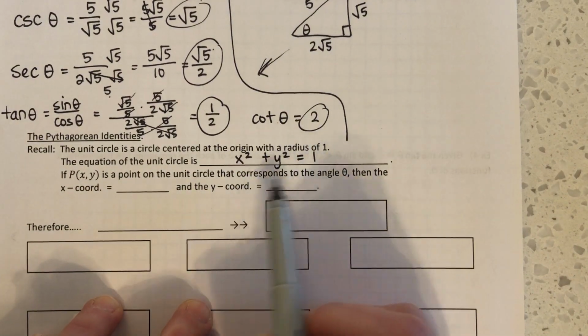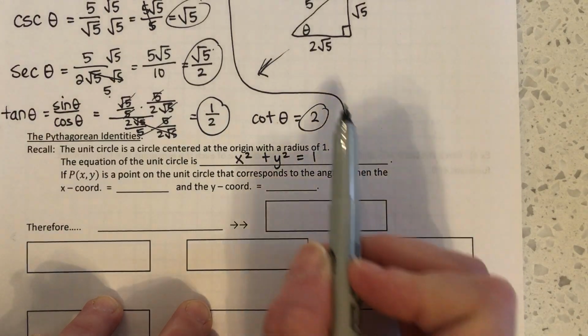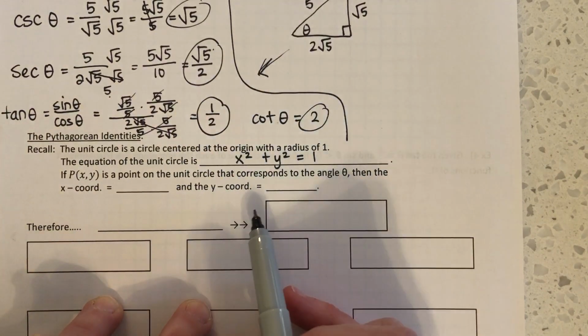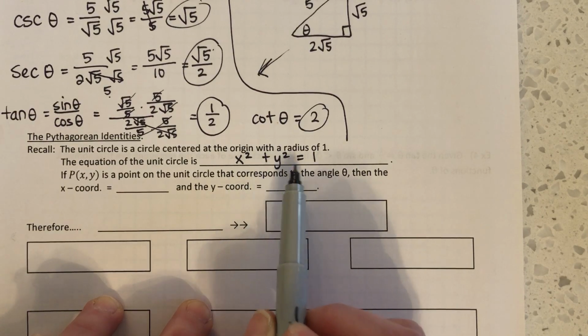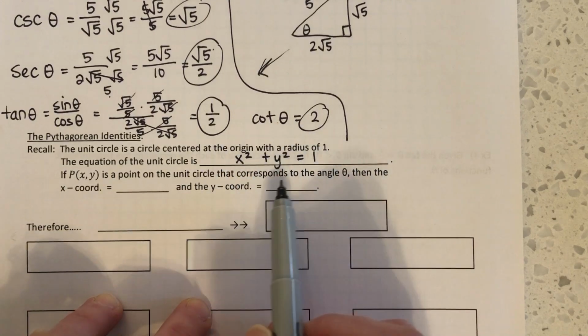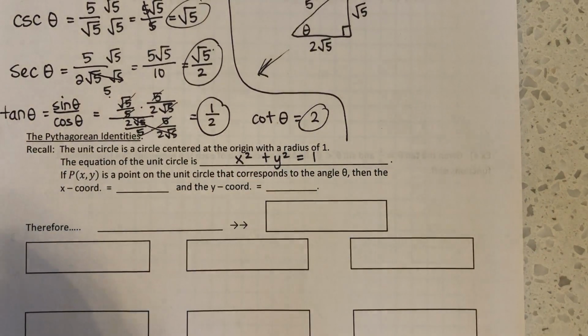So any ordered pair that falls on the unit circle, all of those ordered pairs with our special ratios in them, all of them have to make this equation true. If you take the x coordinate, square it, and add it with the y coordinate squared, they will add up to 1. It has to make this equation true. That's what it means to be a point on that graph, right?